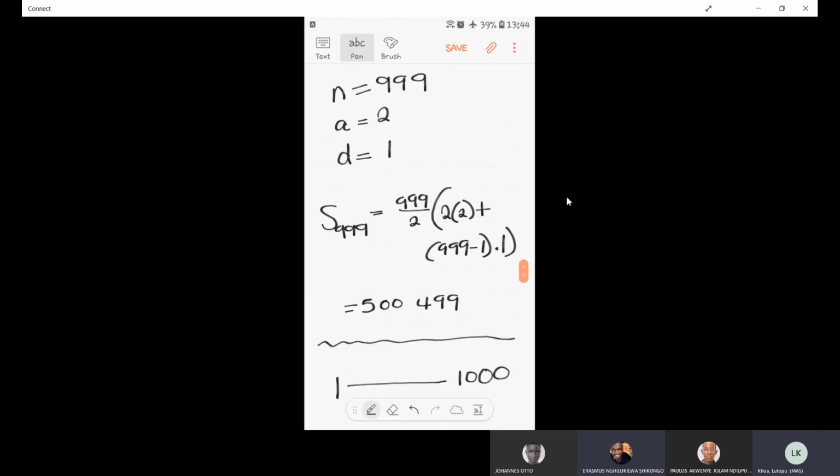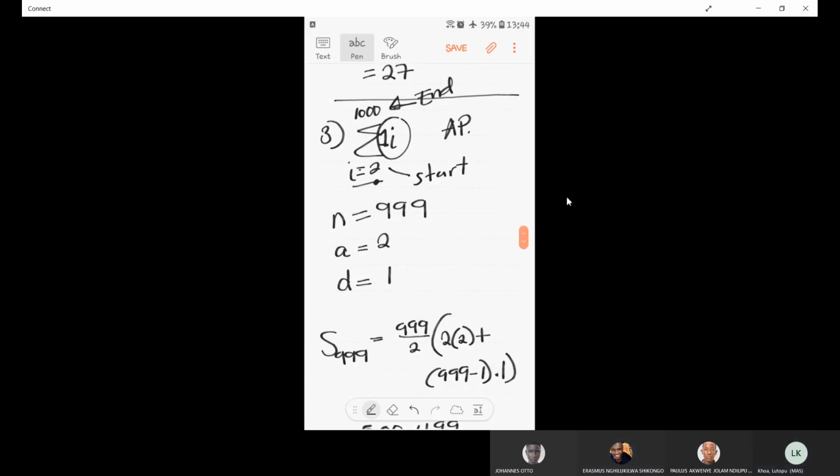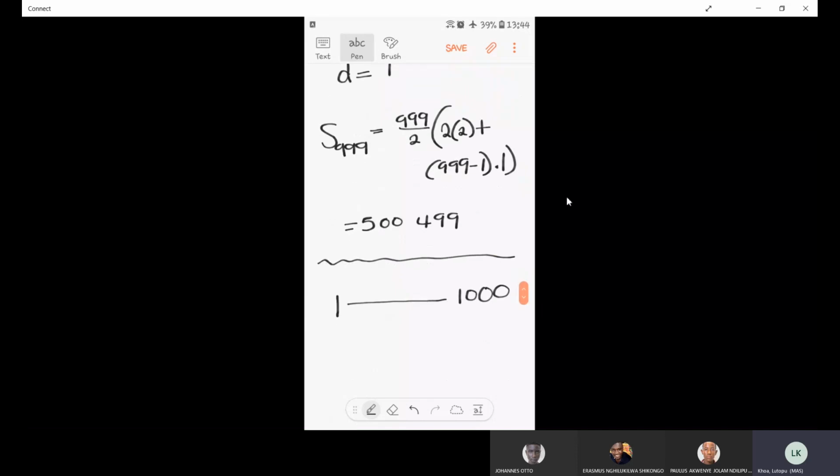Yes, that is the term that you stop at. So the number up here, this is your end point. This is your starting point. Okay. All right. Okay.